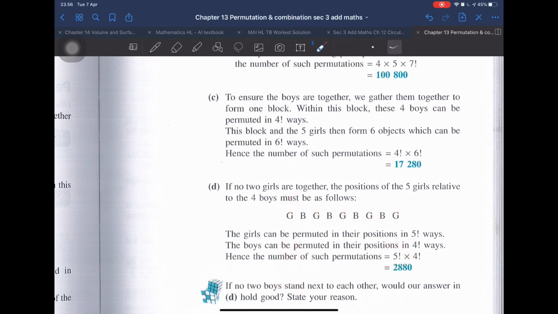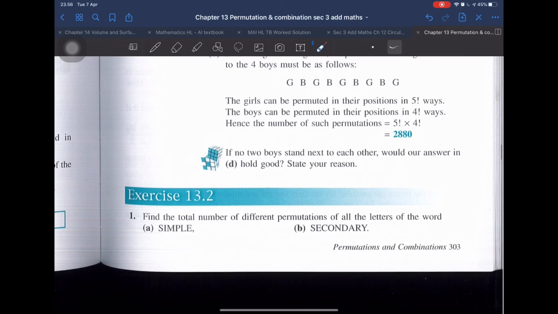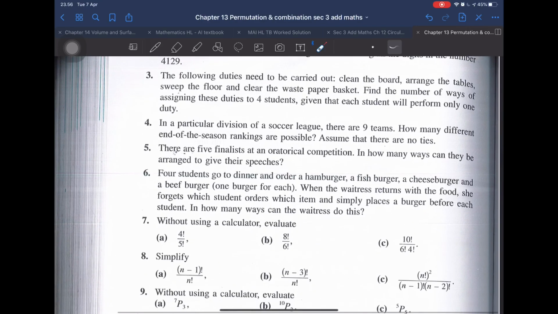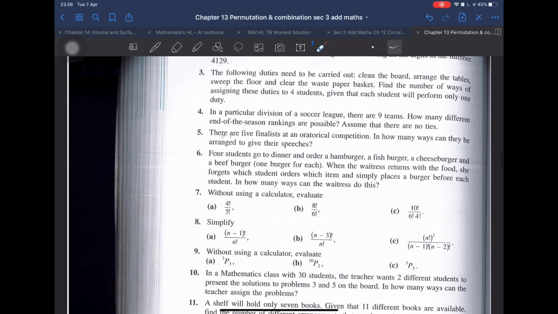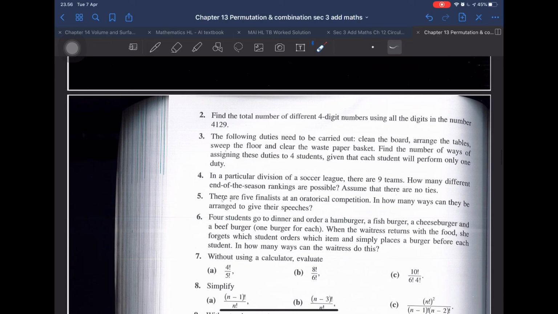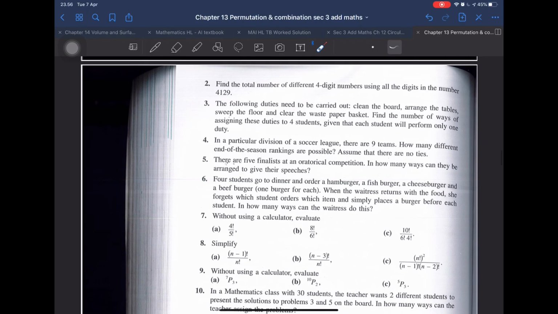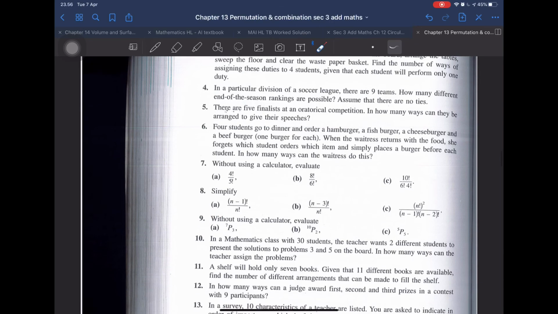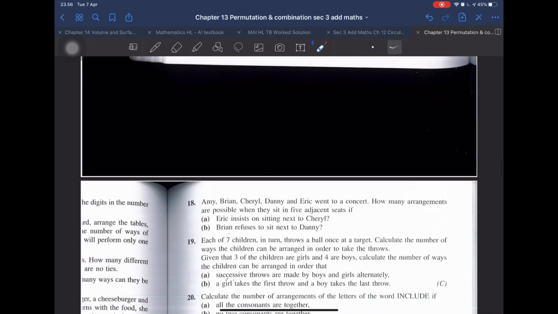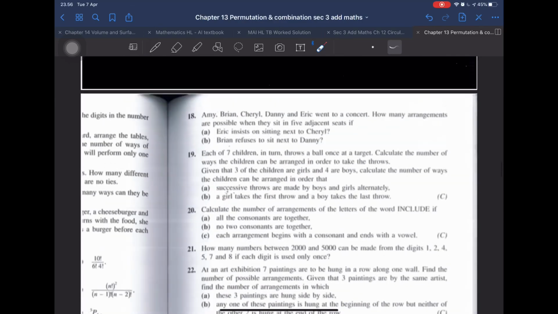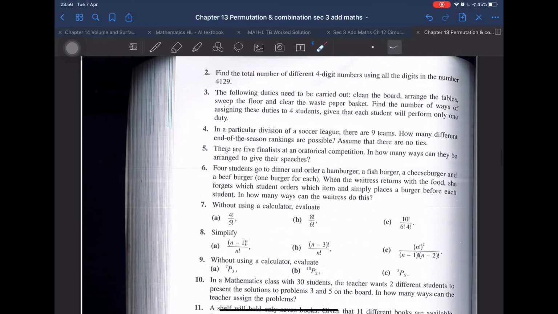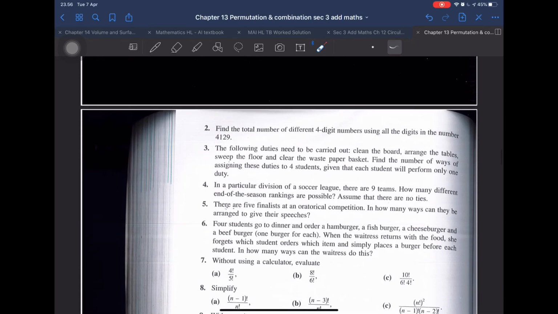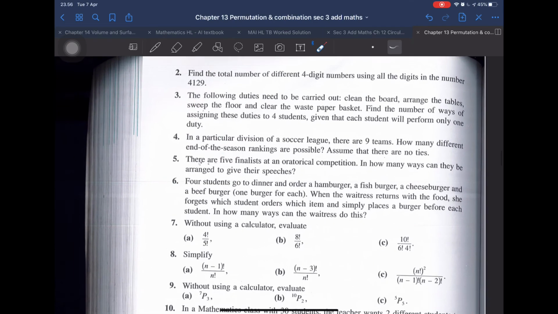Now, it's time to do exercise 13.2. Try to do question 1 up to question 9. Next meeting, we're going to continue the questions. But for today, just 1 until 9. Okay, thank you and good luck.